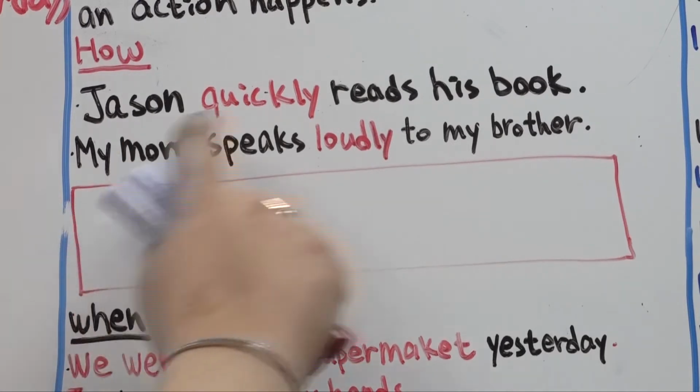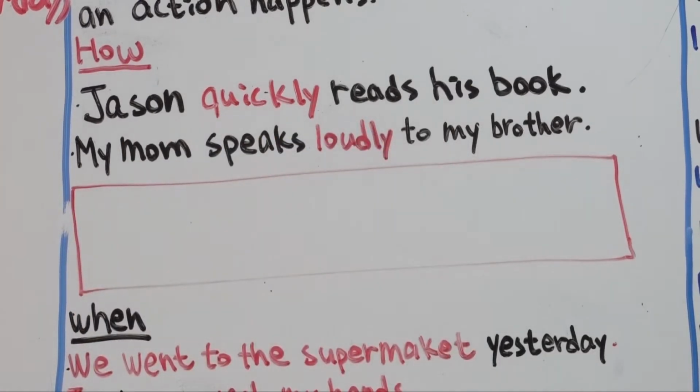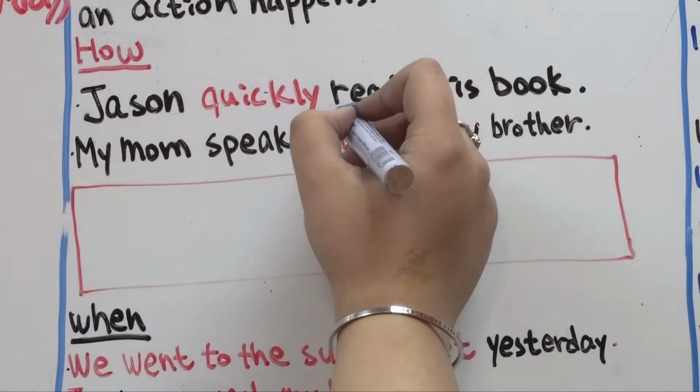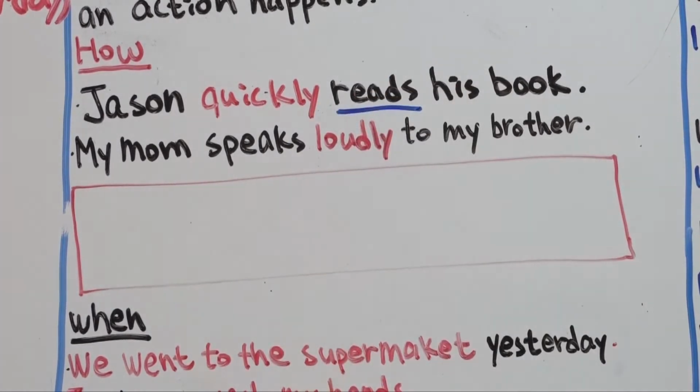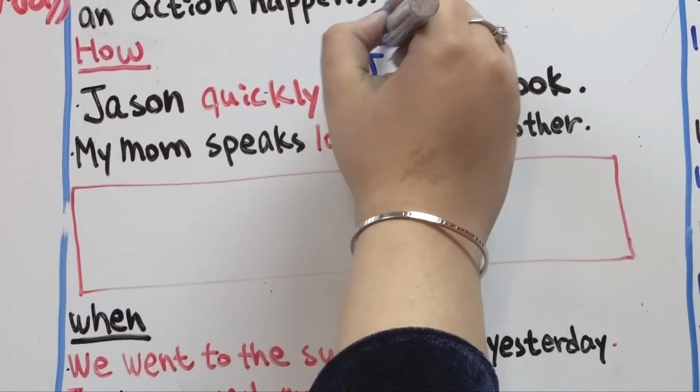Let's look at this sentence. Which one is an action? Which verb tells you that it is an action? Where's the action verb? Jason? No. Jason is a person. Which one is an action? 1, 2, 3. This is an action, right? This is an action.